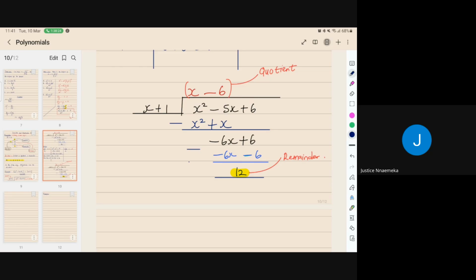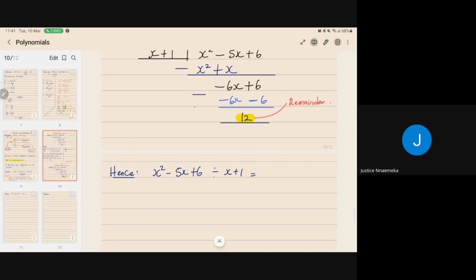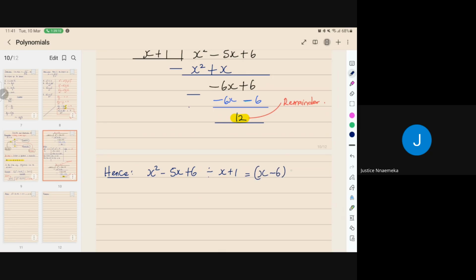But there's something I'm driving at. I'm trying to show you what we call the remainder theorem and the factor theorem. But before I do that, I want to ensure you understand how to divide polynomials very well, right? And if you follow this formula, that your dividend is your divisor times the quotient plus remainder, you're still going to get our dividend. Let's simplify that. Hence, we have x squared minus 5x plus 6 divided by x plus 1 will be equal to x minus 6 remainder 12.